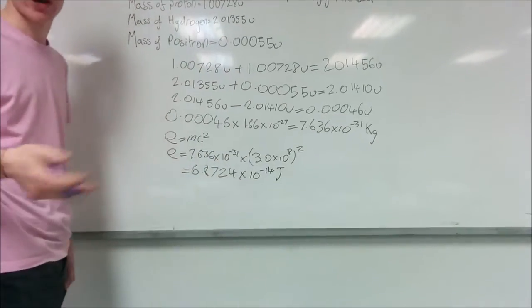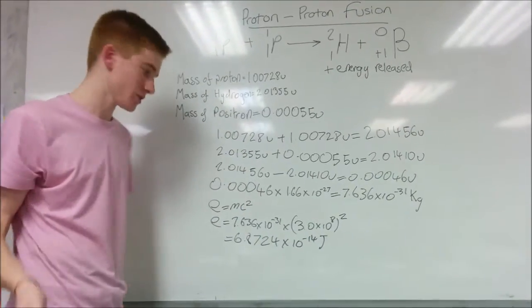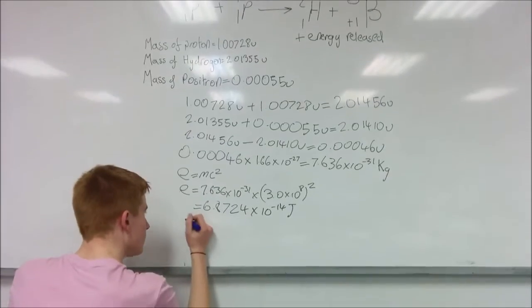So to make this into a more comprehensible number, we convert it to electron volts. So we divide that number.